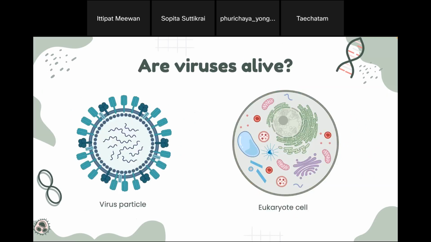Okay, so here is the comparison between the eukaryotic cells, which are considered the basic living things, right, and the virus particle. You can see that the virus particle contains only the genomes and the structural proteins or the envelope. But the eukaryotic cell contains many organelles that can function, right? It can do many activities in the cell. So that is the difference between the cells and the virus particles.